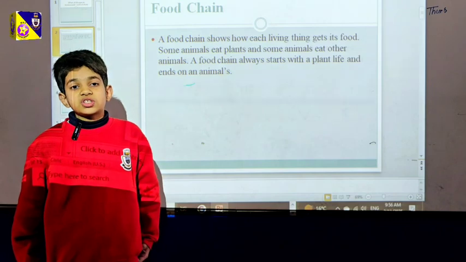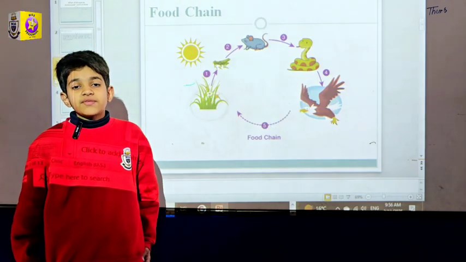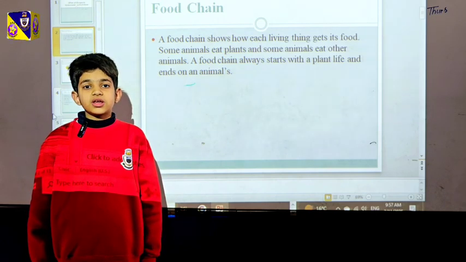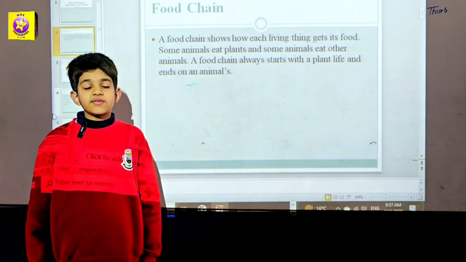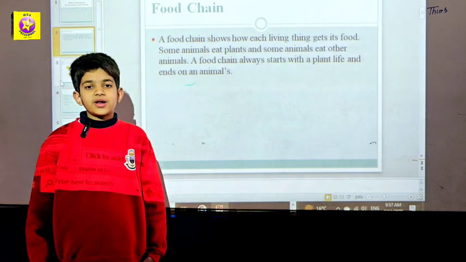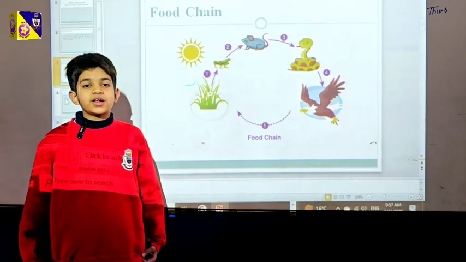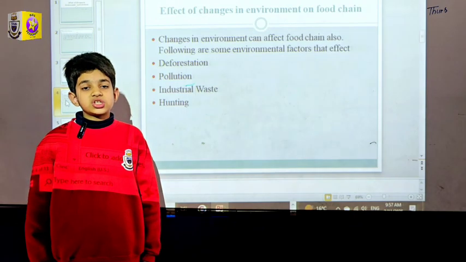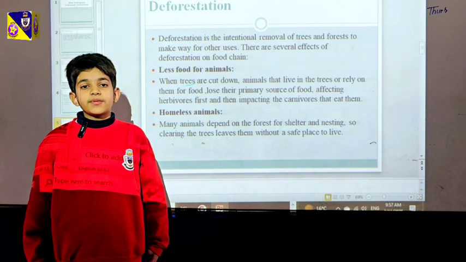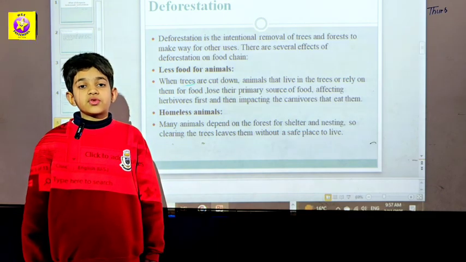A food chain always starts with plant life and ends with animal life. Deforestation is the intentional removal of trees and forest for other uses.